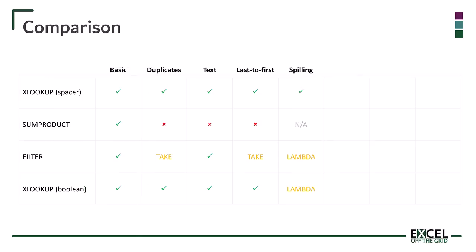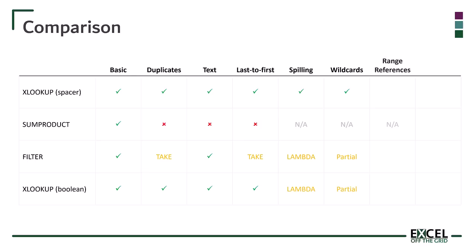To provide a fair comparison, there are a few other elements that we should consider. First of all, wildcards. XLOOKUP with spacer characters are able to use the wildcard feature inside XLOOKUP. However, filter and the Boolean version of XLOOKUP do not support wildcard characters, but we can perform partial text searches. So we have similar but slightly different functionality between those methods.